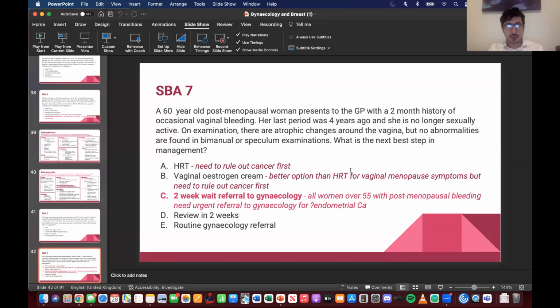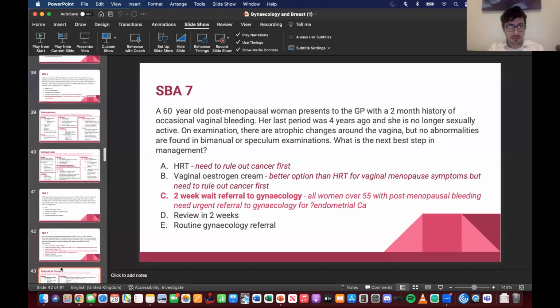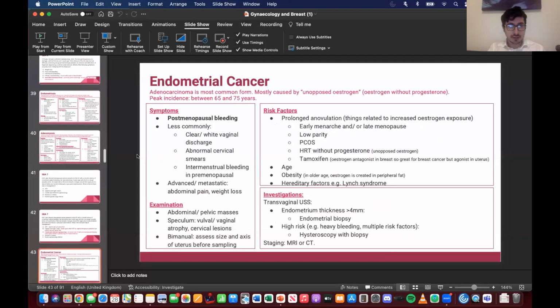So you do observe atrophic changes around the vagina. So this could well be atrophic vaginitis, but the guidelines are very clear in that all women over 55 with postmenopausal bleeding need a 2-week wait to gynecology for querying endometrial cancer. So let's discuss endometrial cancer.